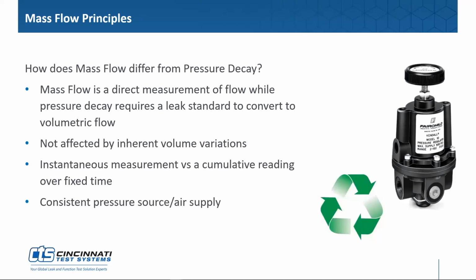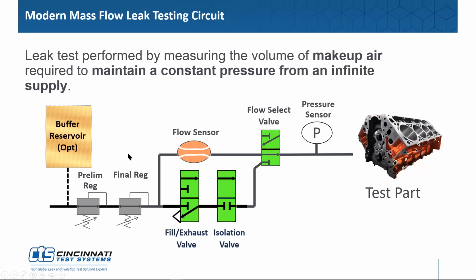All right, so mass flow technology. Like we said earlier, the difference between pressure decay testing and mass flow is that you're pressurizing a part and holding pressure constant on the part, and then measuring how much air is flowing into the part as you hold it at a constant pressure, based on how much air it's losing. You're conducting that measurement through a flow sensor.